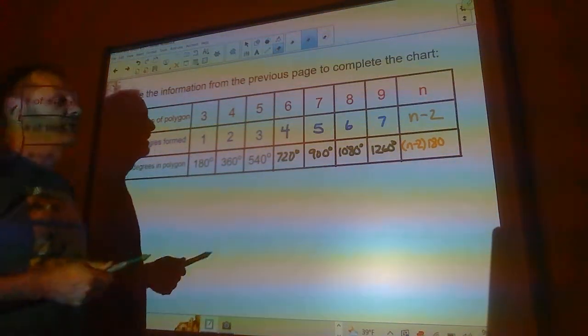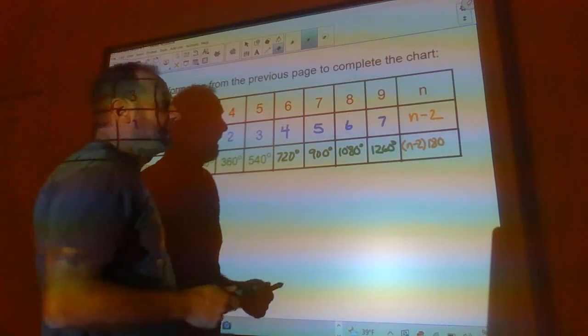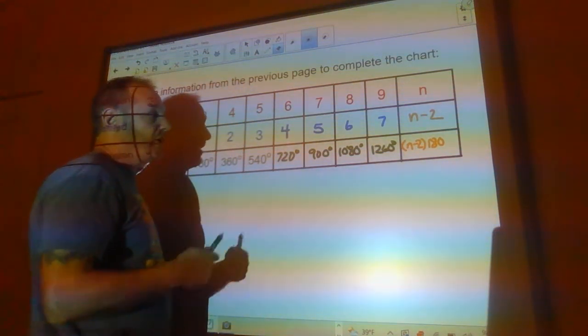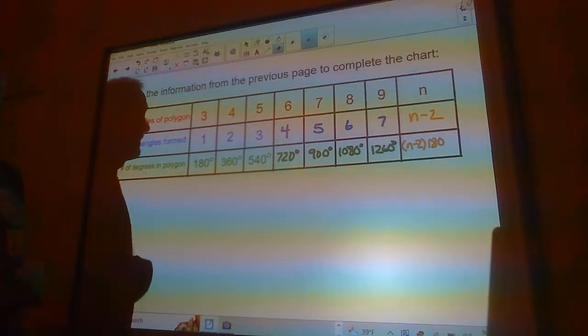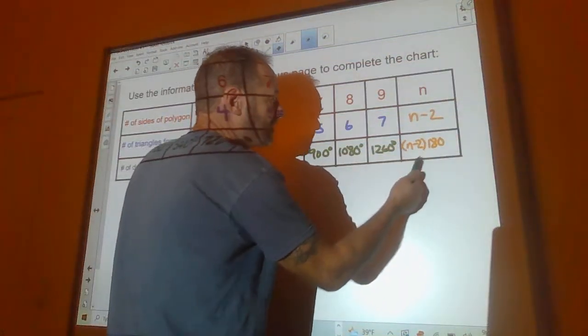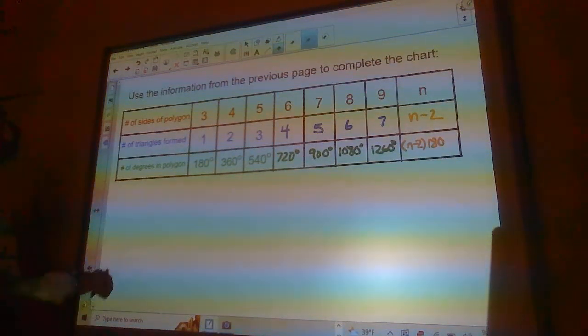Now, using that formula, if I had something that said 20 sides, I wouldn't have to draw a 20-sided polygon and then figure out, oh, there was 18 triangles that I could divide it into, and then all that. I can just plug it into this formula right here. 20 minus 2 is 18 times 180 would tell me how many degrees were in that polygon.